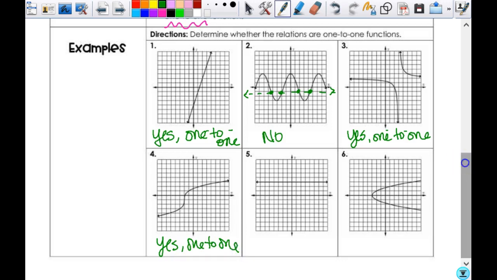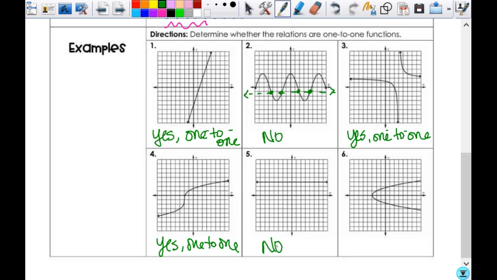All right, is number 5 a function? Yes, it passes the vertical line test, right? Does it pass the horizontal line test? No, it doesn't, because there's an infinite number of points if I go through right there, right? So this is a no. This is a horizontal line. The inverse would be a vertical line. Vertical lines are not functions, right?